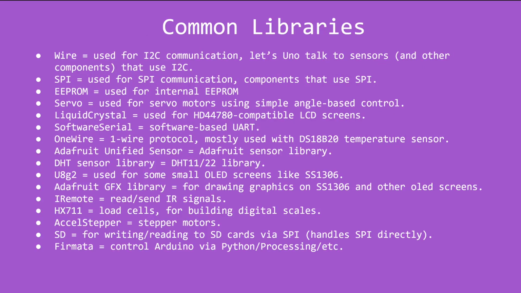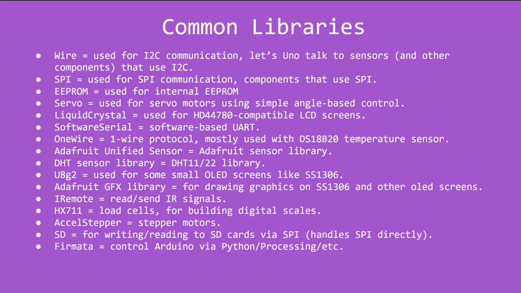Now, here's a list of some pretty common Arduino libraries. People might argue with some of these choices, but you've got Wire, that's used for I2C, SPI, that's SPI, EEPROM, that's just entirely for the internal EEPROM. This has nothing to do with using external EEPROMs. Servo, that's used for servo motors. There tends to be a micro servo motor included in every hobby kit. LiquidCrystal, that's used for certain kinds of LCD screens.